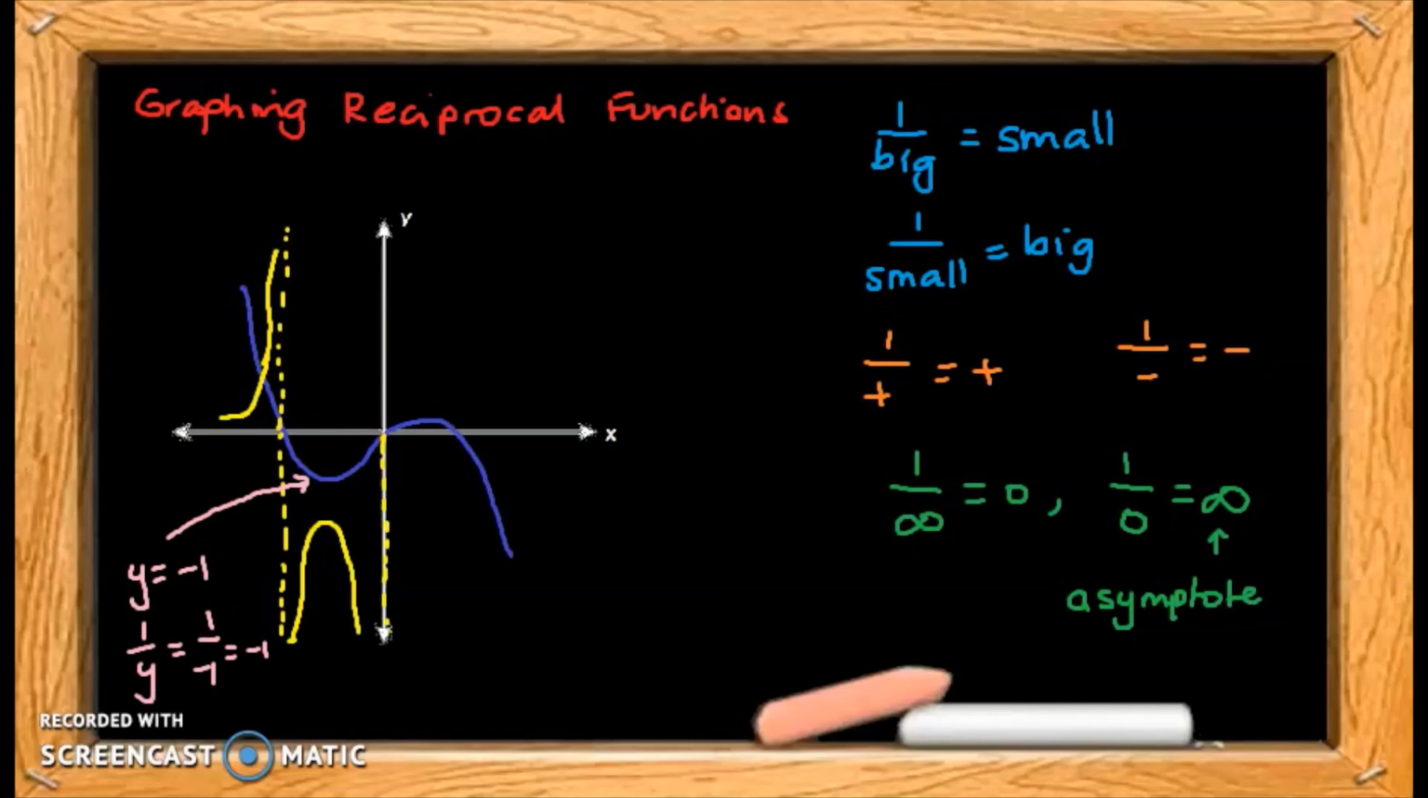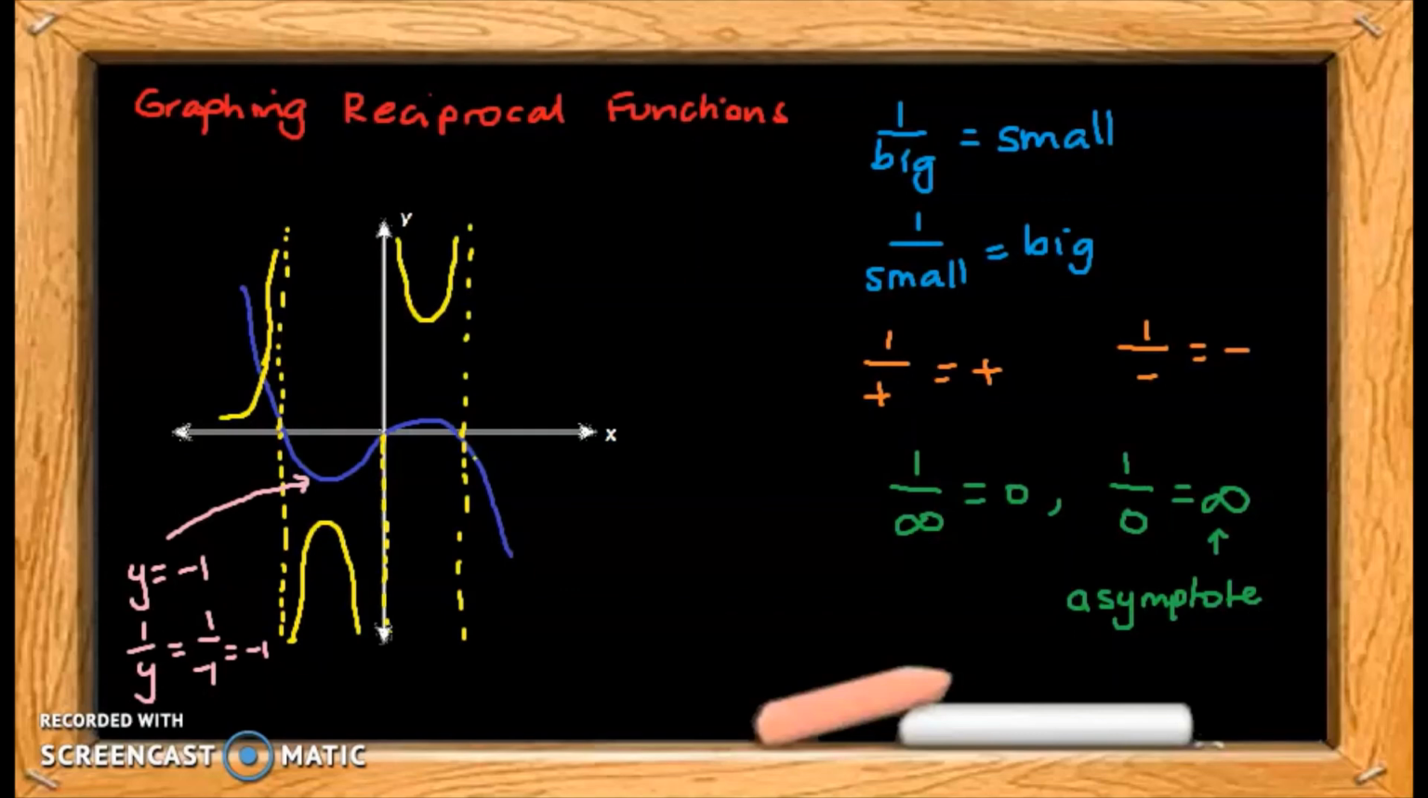Now let's come back to this part of the graph where we have a very small positive value, and we're going to have another asymptote here where it crosses. So I'll draw the asymptote in, and we can see here 1 over a very small number is a very large number. 1 over a very small positive number here is a very large positive number. So my reciprocal function will look something like that.